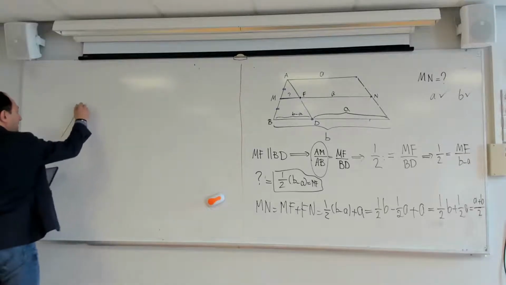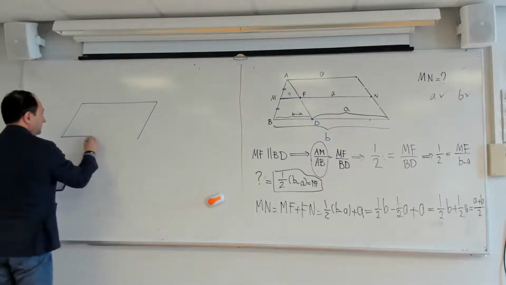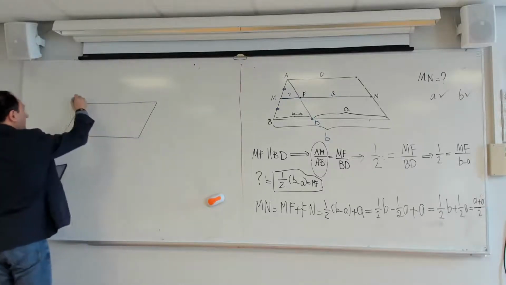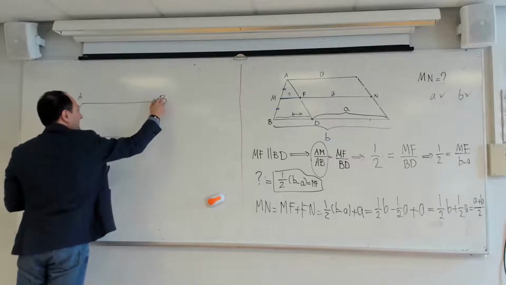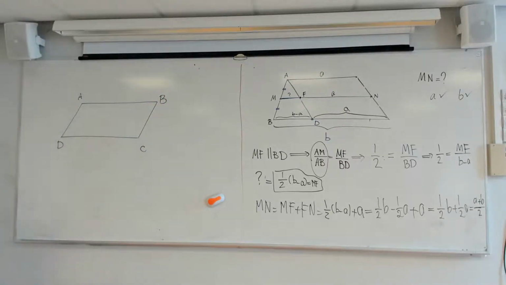So I have a parallelogram here. Isn't the text in Persian? Yes. So, okay. You could just write that down, and we can take it from there. A, B, C, and D.